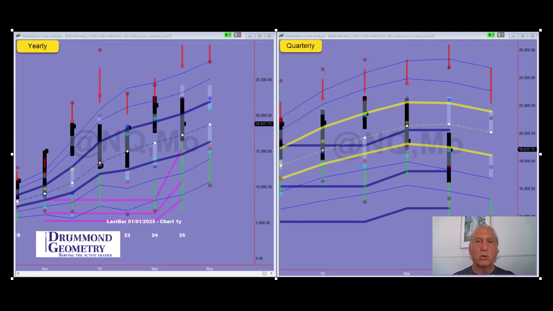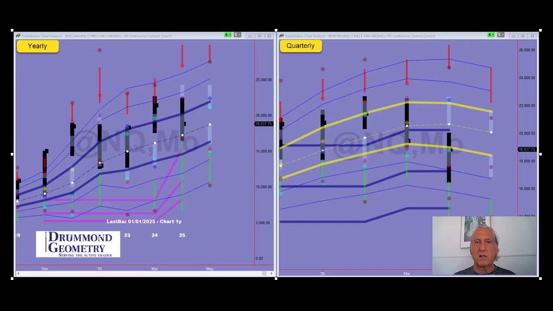And looking at the turmoil that we've been seeing in the markets in the last couple of weeks, this is a good opportunity to see how Drummond Geometry puts all that into perspective. Because remember, what are we dealing with? We're dealing with PL dot pushes and PL dot refreshes, and we're framing that in multiple time periods.